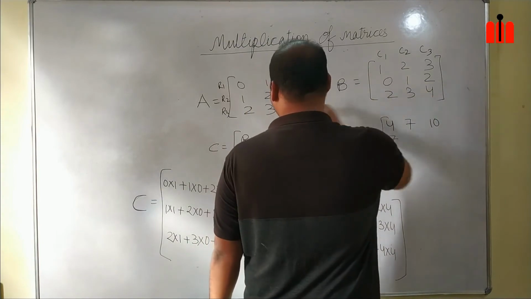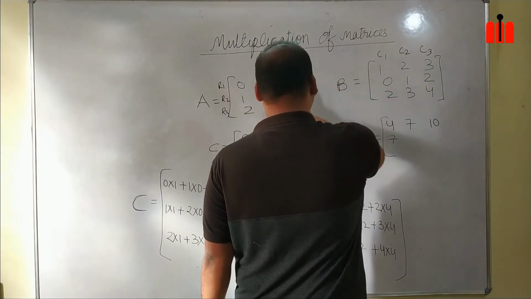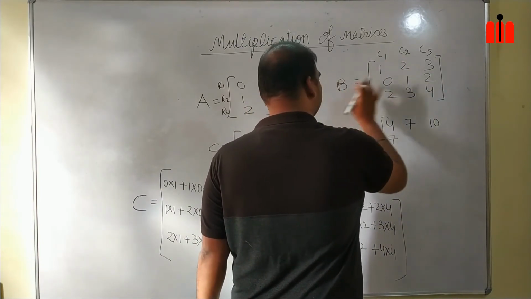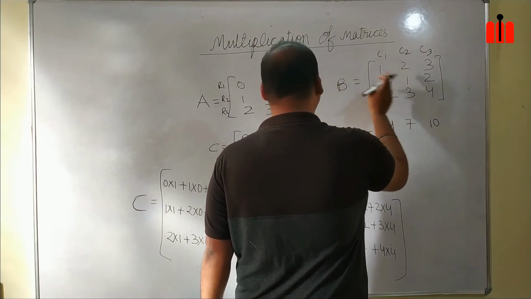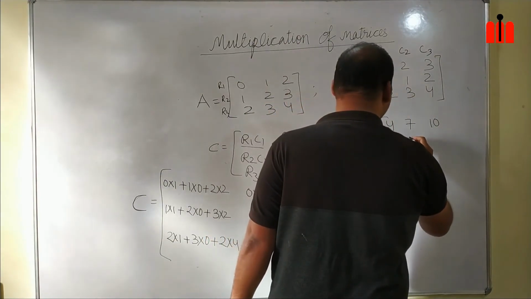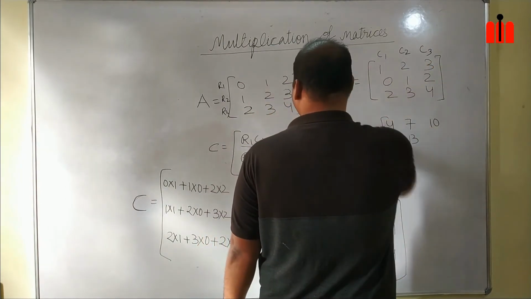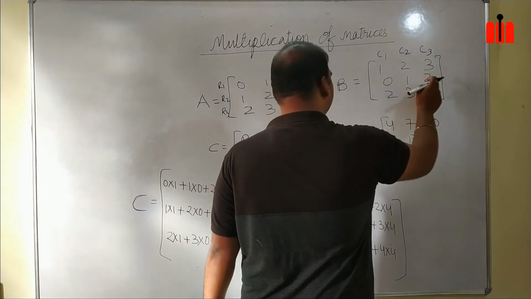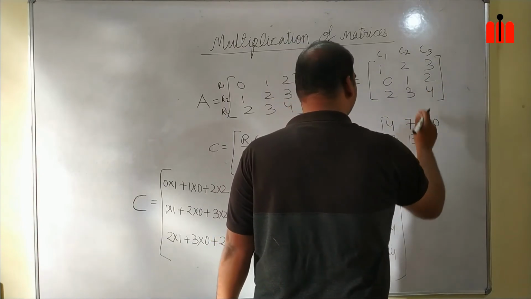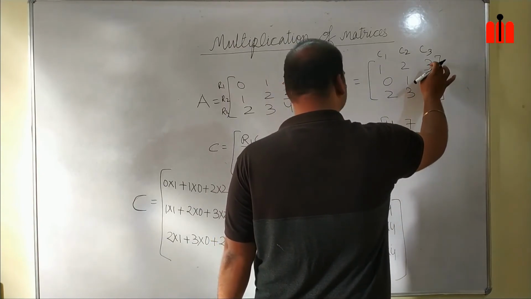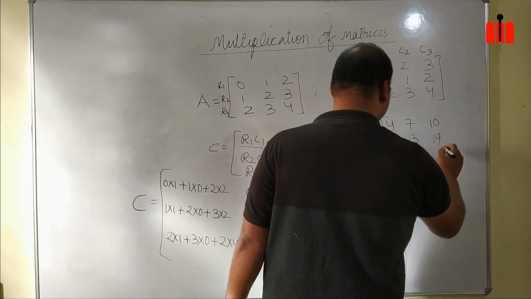1 2 3 with 2 1 3: 1 multiplied with 2 is 2, 2 multiplied with 1 is 2, 3 multiplied with 3 is 9. So 9 plus 2 is 13. Then 1 2 3 with 3 2 4: 1 into 3 is 3, 2 into 2 is 4, 3 into 4 is 12. So 12 plus 4 is 16, 16 plus 3 is 19, so it will be 19.